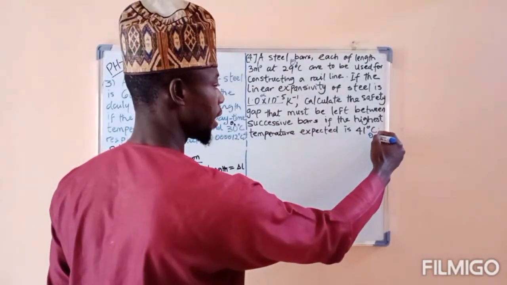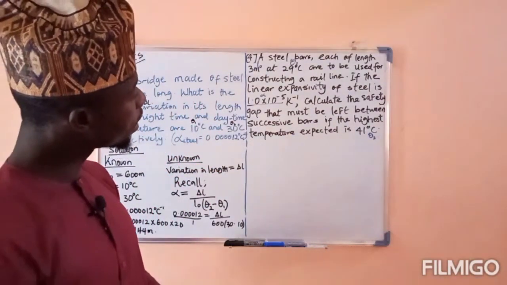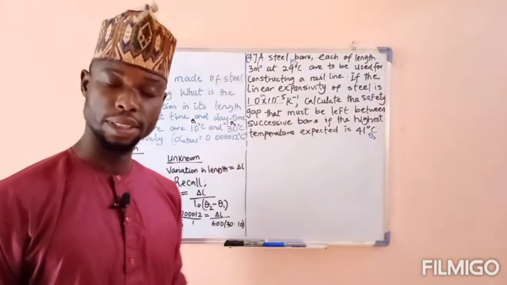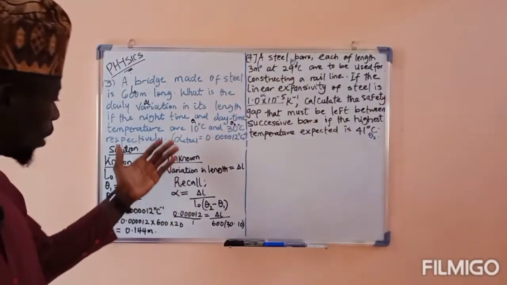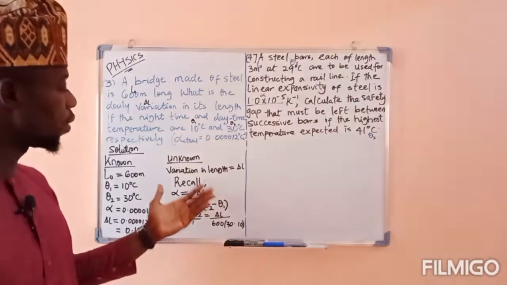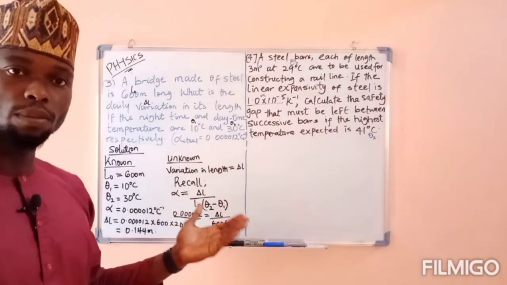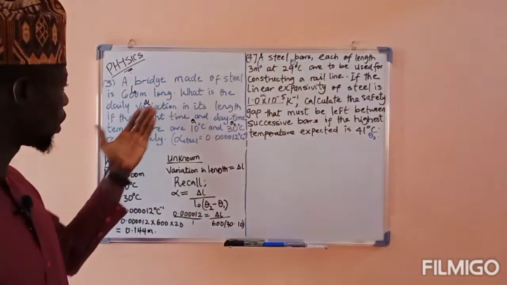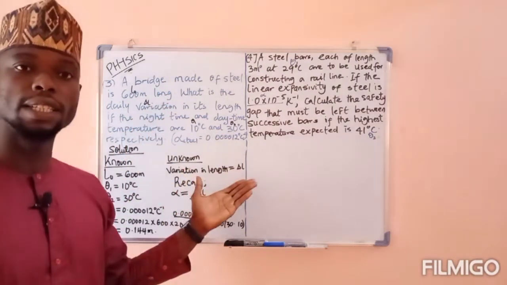41. Here is my final temperature. Now, the question here is, what is safety gap? You ask yourself, what is safety gap? Because in the whole of your formula that we have been using, there's nowhere they quoted safety gap. But don't panic. Just the way we have daily variation, which is the same thing, change in length is the same thing.